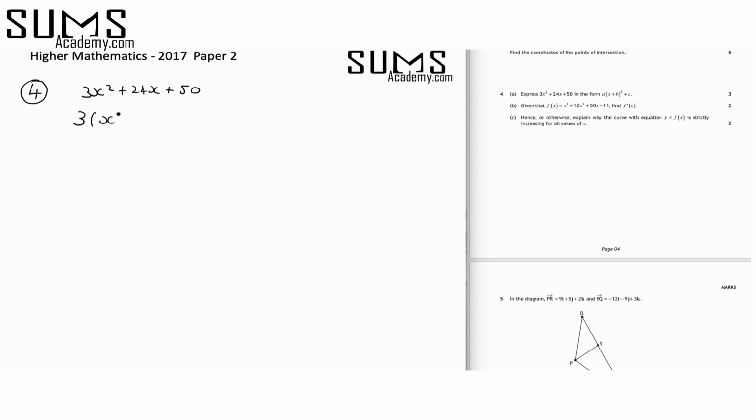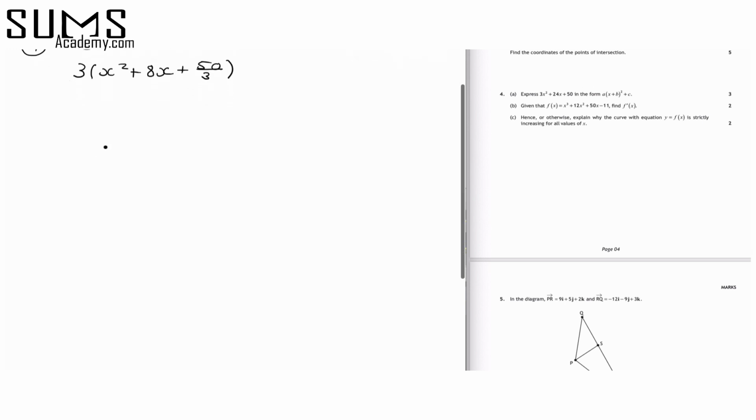So that becomes x squared plus 8x, and then I like to just keep this as a fraction, 50 over 3. Okay, so the next step is you half this, then you square it, and then you subtract. So this then becomes 4, 16, minus 16.